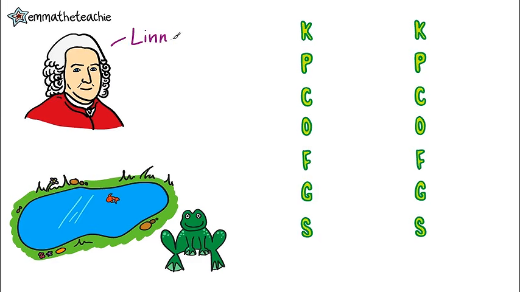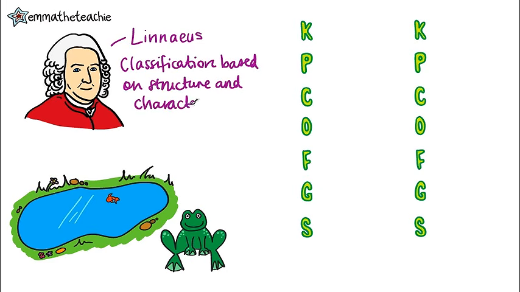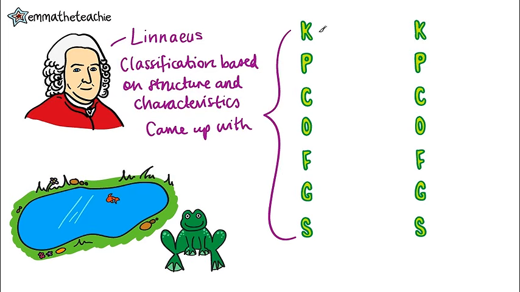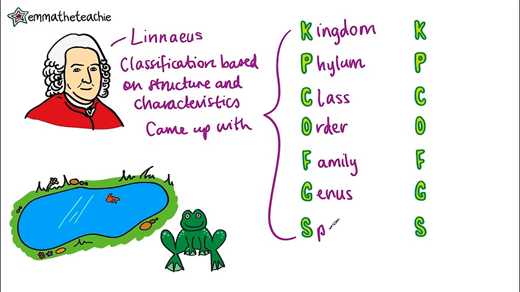15. Classification. In the 18th century, Carl Linnaeus developed a classification system that is still being used today. It groups living things based on their structure and characteristics. He came up with these levels of hierarchy, with the highest and biggest at the top. It goes kingdom, phylum, class, order, family, genus, and species.